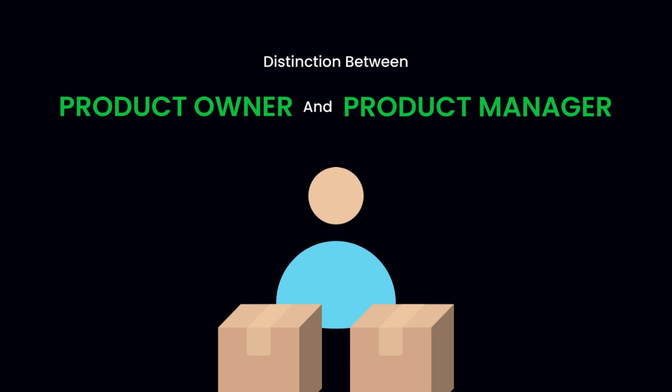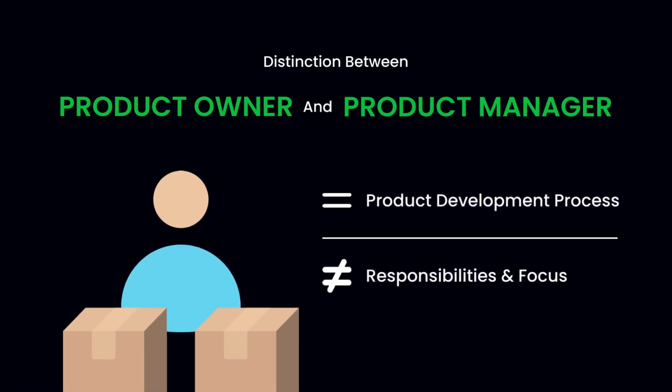Distinction between a product owner and a product manager. So here's an explanation of the difference between the product owner and the product manager. While both the product owner and the product manager are involved in the product development process, they have different responsibilities and focus. The product owner has a role in the Scrum framework, which is an agile methodology for product development.